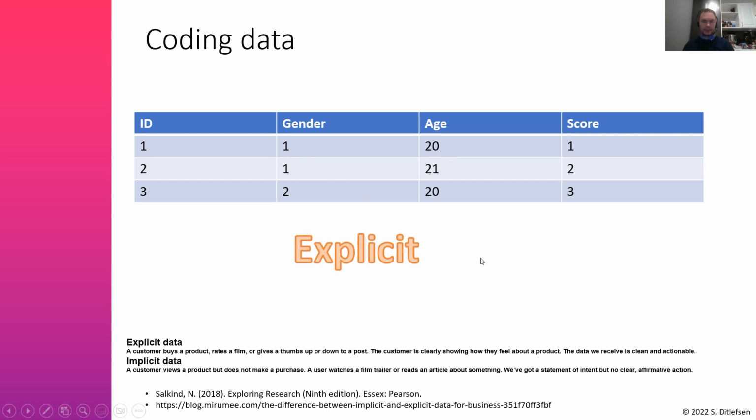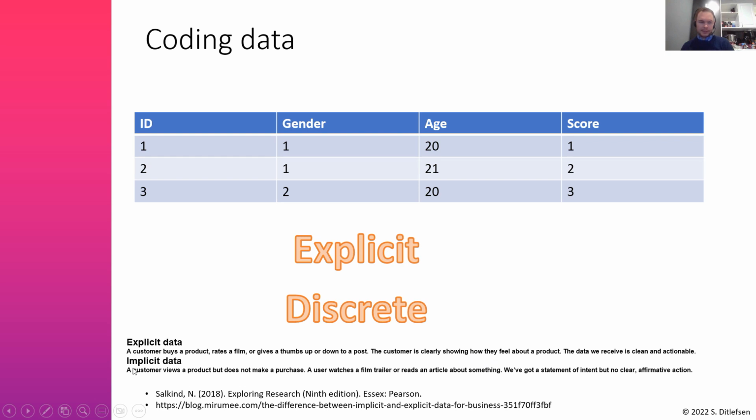And we have something in store. We have explicit and we have discrete data variables. So let's do explicit first. So I have written down here explicit data. A customer buys a product, rates a film, or gives a thumb up or down to a post. The customer is clearly showing her feeling about the product. The data we received is clean and actionable.